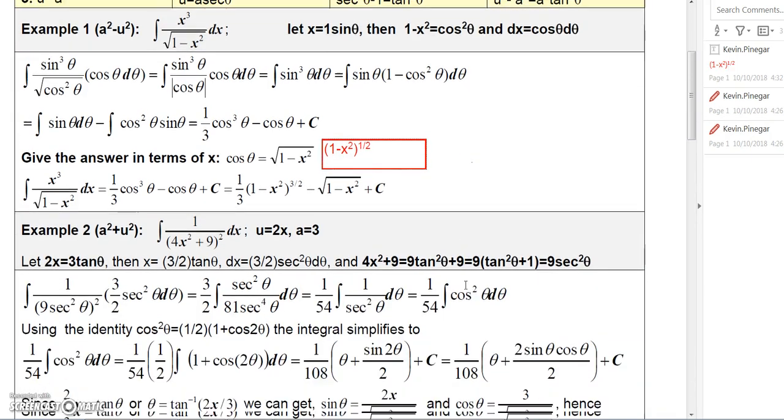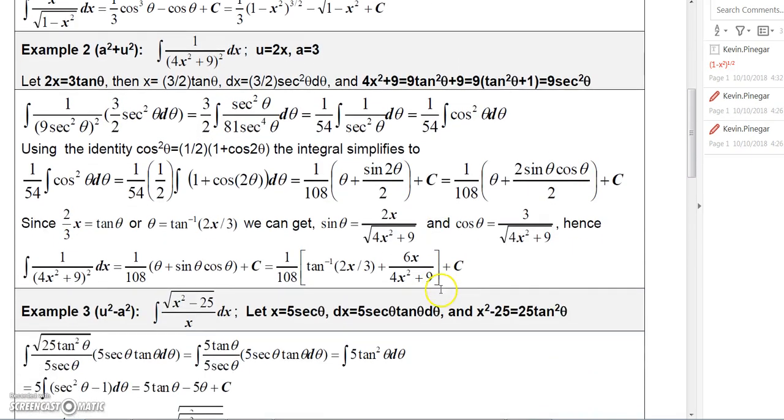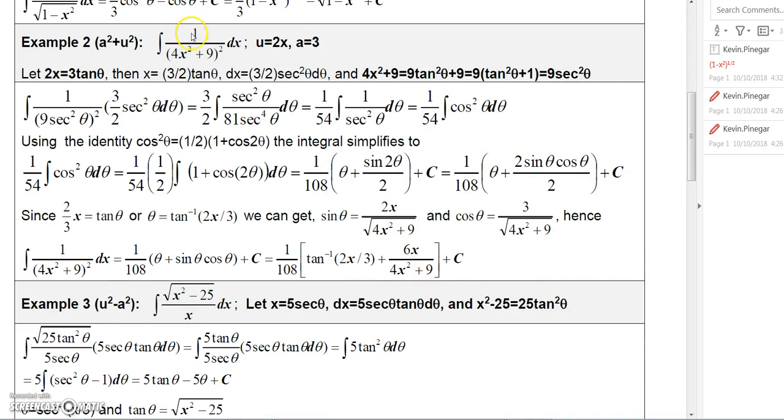Now the next one, notice on this next one I have just dx over 4x squared plus 9 quantity squared. So in this case, my u is 2x and my a is 3, because I have 2x quantity squared gives me 4x squared, and 3 squared gives me 9. So I can think of this as a squared plus u squared. I know it's written backwards, but it's really the same thing. U squared plus a squared is the same as a squared plus u squared. So this is u squared plus a squared.